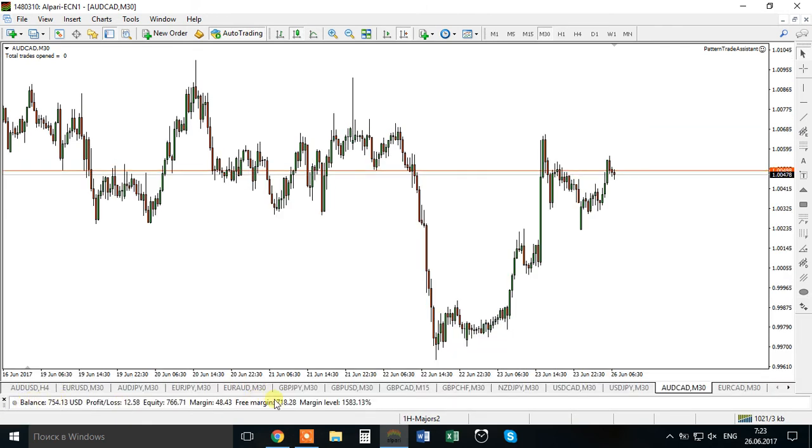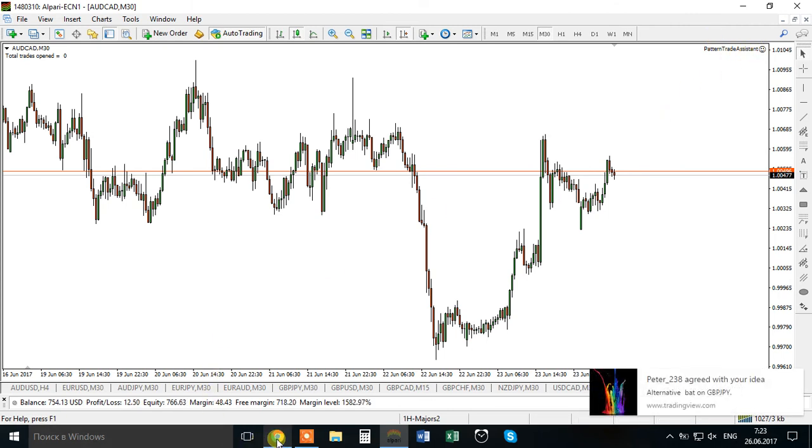This is a small account that I use for demonstrations and I use for some forward testing of my ideas. I've recently been forward testing Pattern Trade Assistant. So this is the robot that does trade management for you. You only need to execute. All the trade management is done by Pattern Trade Assistant.